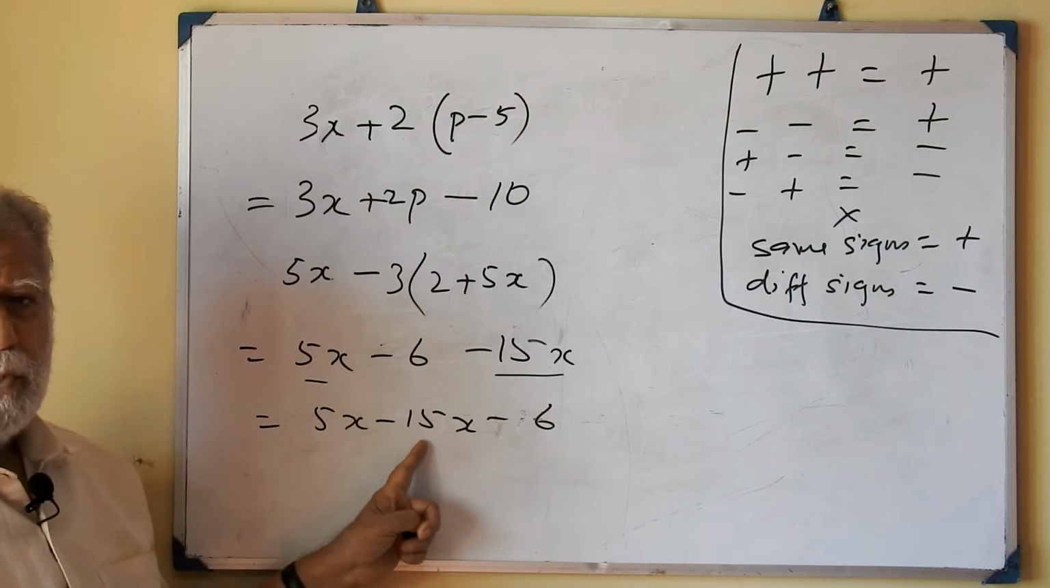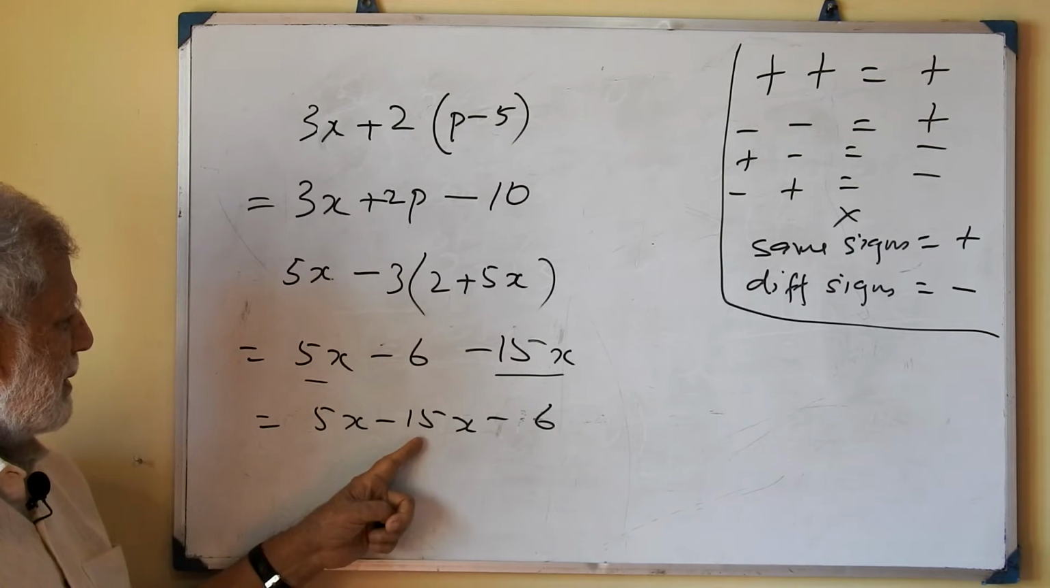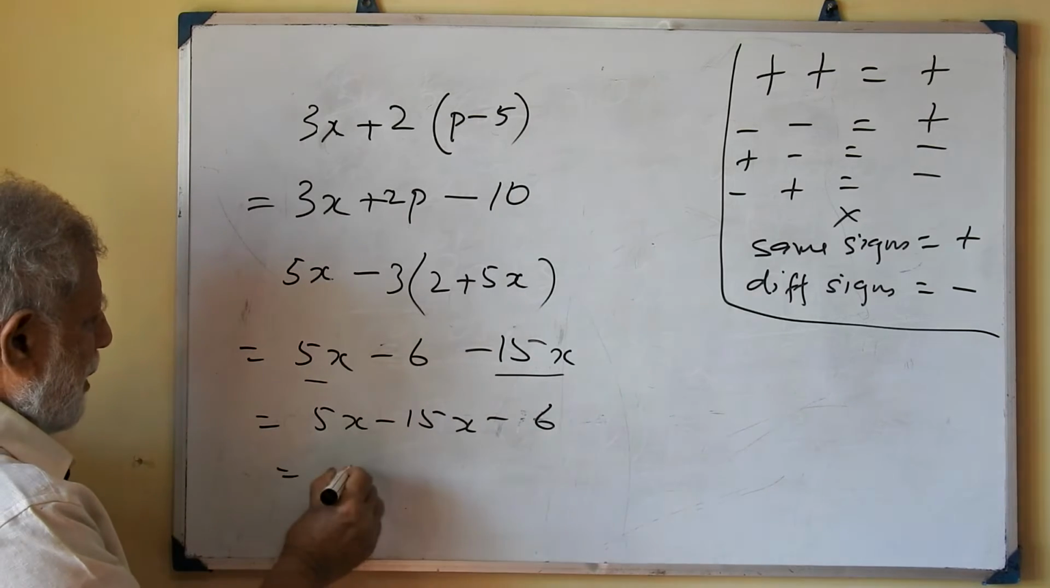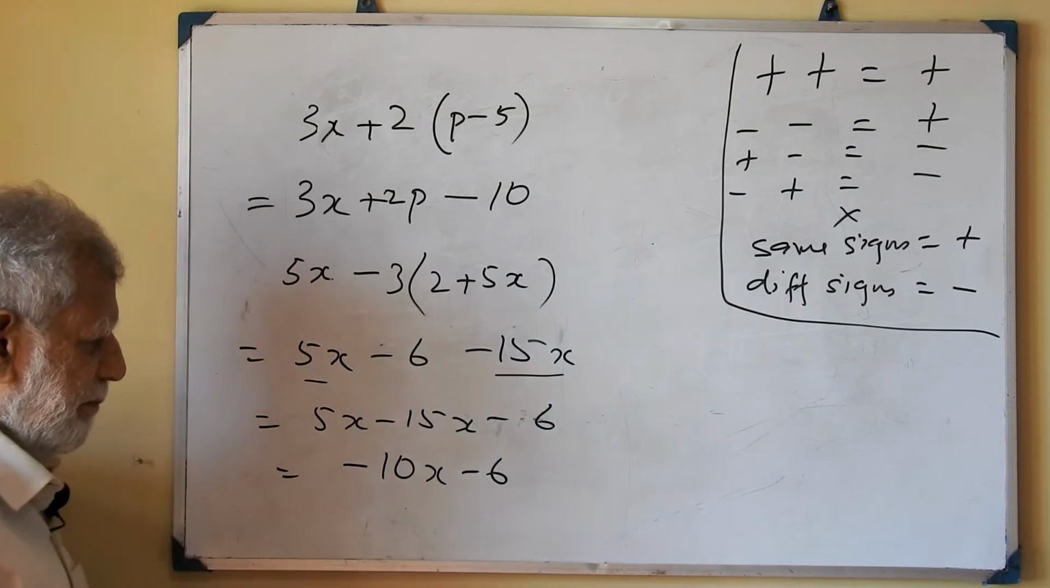Minus is more. In positive and negative numbers you have studied, when minus is more, the answer will be minus. So 5 minus 15 is minus 10. So that is equal to minus 10x. Minus 10x minus 6.